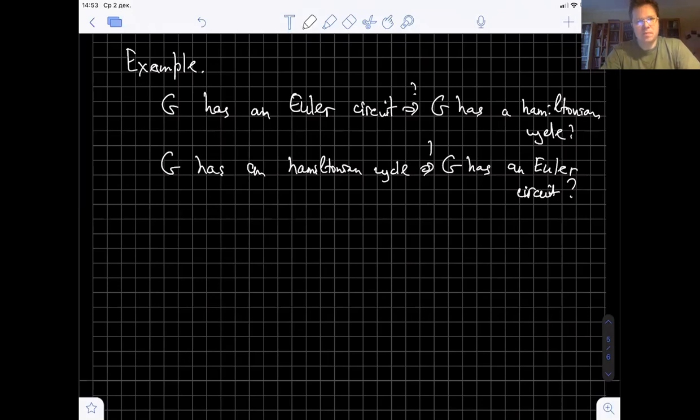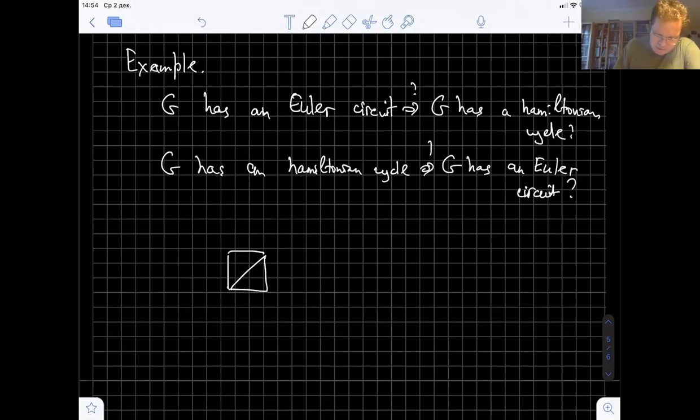Sir, so I think G having a Hamiltonian cycle does not imply that it has an Euler circuit. Yeah, and what's an example of this graph? So let's assume we have a square with one diagonal. Okay, so this graph has a Hamiltonian cycle, but can it have an Euler circuit?